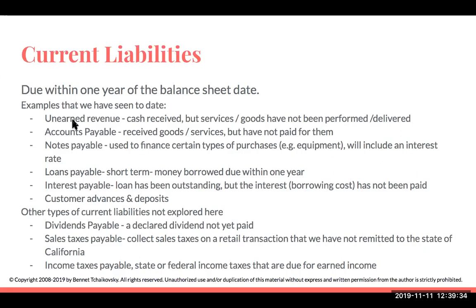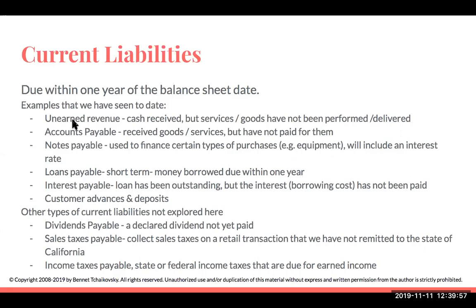There's unearned revenue. What's unearned revenue? We've received the cash, but we have not yet performed the services. Accounts payable: we've received the goods or services, but we have not paid for them. Notes payable. These are generally used to finance certain types of purchases like equipment, and will include an interest rate.